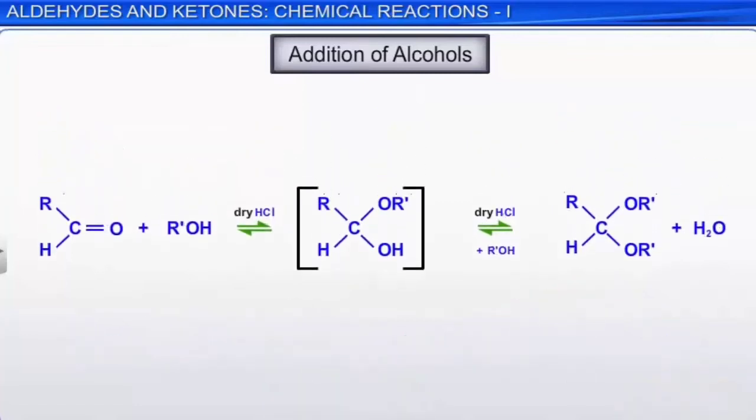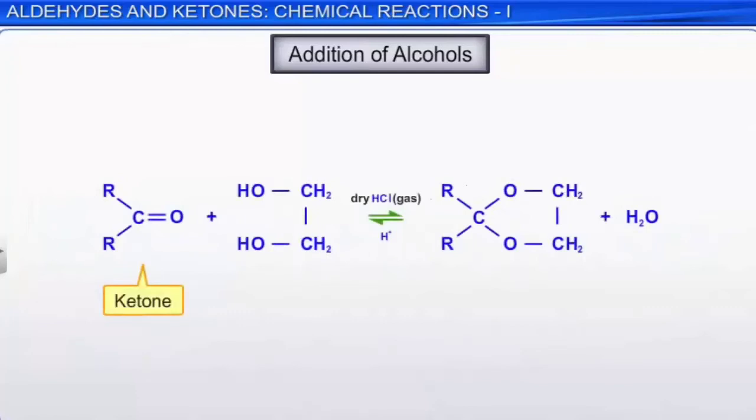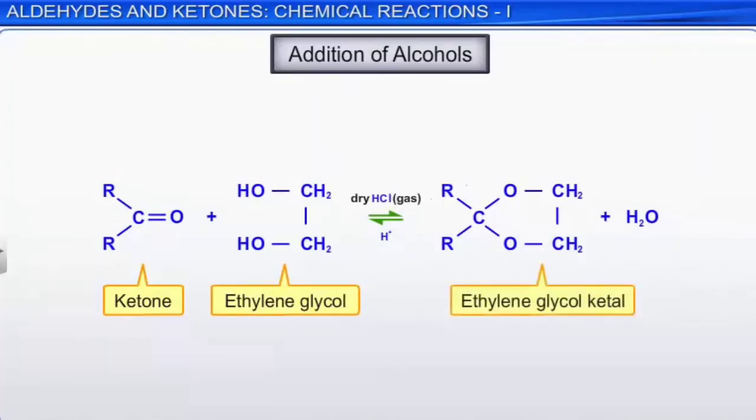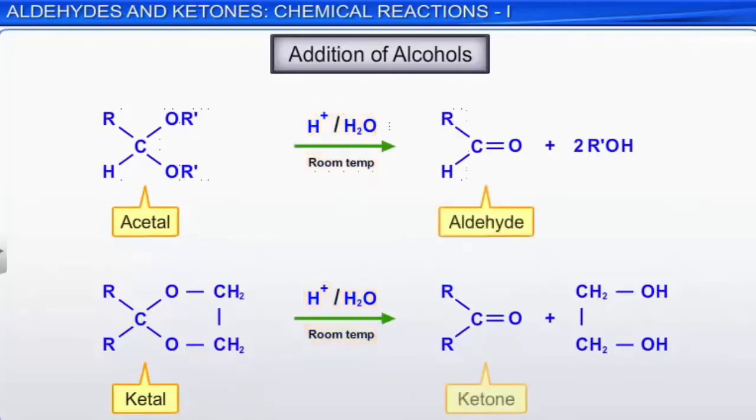All steps involved in the formation of acetals from an aldehyde are reversible. Ketones react with an excess of ethylene glycol under similar conditions to form cyclic products known as ethylene glycol ketals. Both acetals and ketals can be rapidly hydrolyzed with aqueous mineral acids, even at room temperature, into aldehydes and ketones respectively.